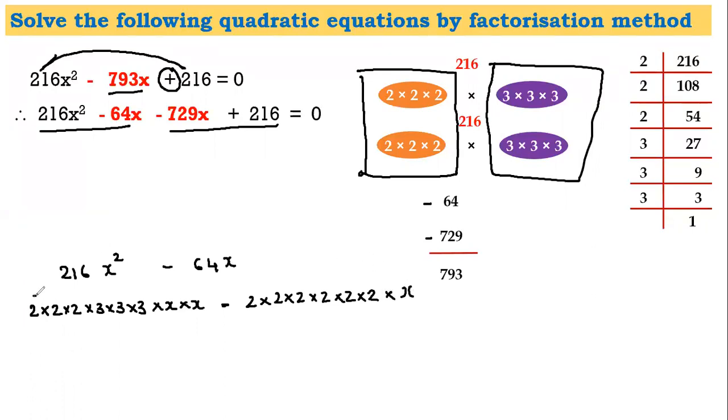Now let us see what is common. 2. Okay, 2. Okay, one more 2. Okay. And one more 2. Okay, great. So there are 3 2's common. That is 8 is common. And you can see there is 3 here, but no 3's here. So that brings me to the x. Okay, so x is common. So you can see 2 2's are 4, 4 2's are 8 and x. They are common. So I'll say 8x is common.